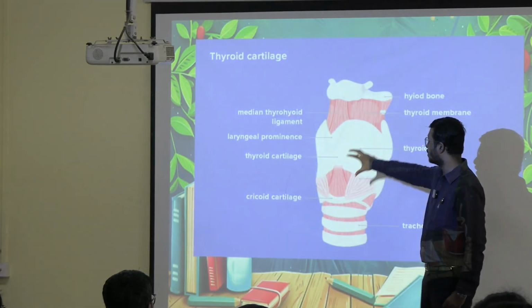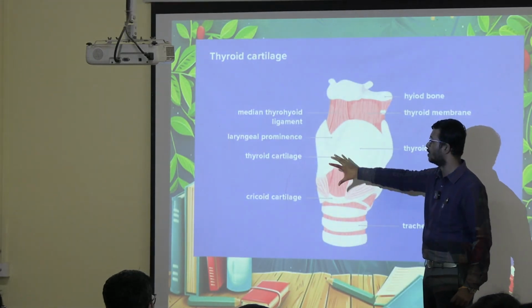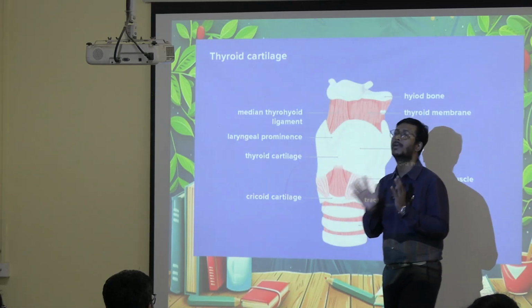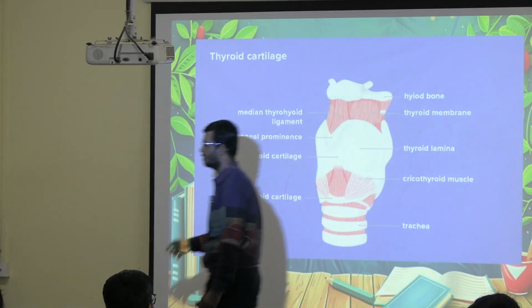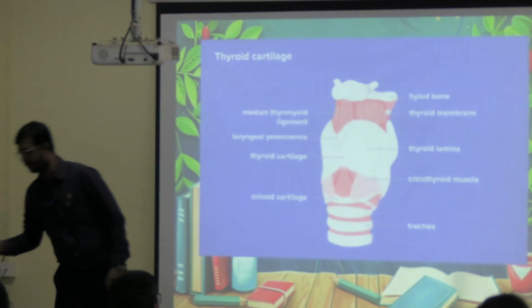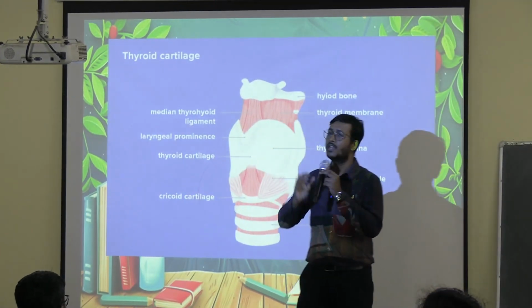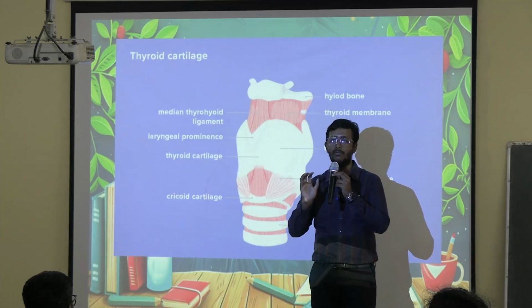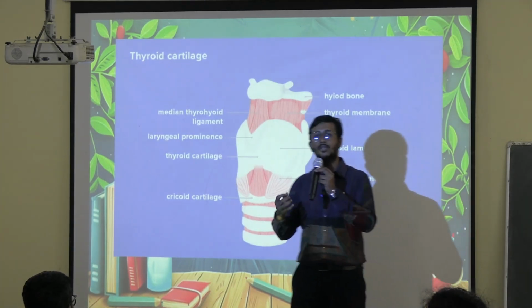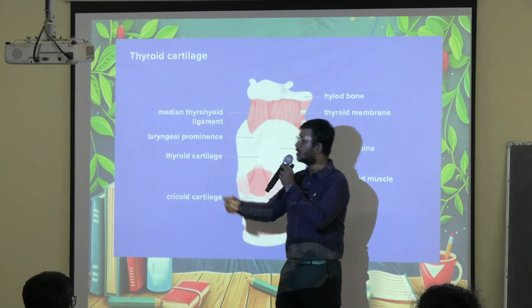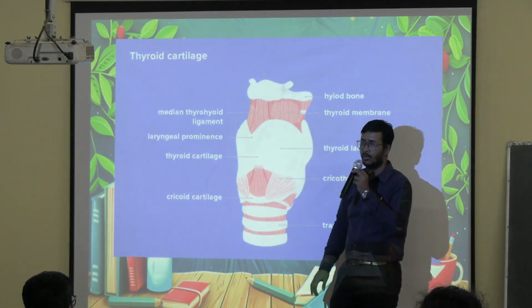Now this thyroid cartilage, since we have seen this picture, let us know about this. Thyroid means butterfly shaped structure. Okay, let me turn the mic on. Thyroid is basically a butterfly shaped organ. Okay, anything that is in the shape of a butterfly, we call it thyroid. So you will see that the thyroid organ is a butterfly shaped organ. Similarly, this thyroid cartilage is also a butterfly shaped structure.